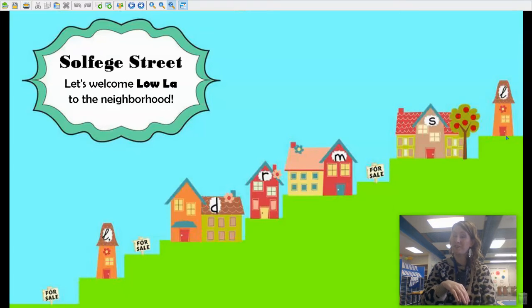I want you to know that the song Who Has Seen the Wind starts on low la. So it goes la, la, do, re, mi. La, la, do, re, mi. Mi, re, do, la, la, do, la. So that song starts and ends on low la, which makes it sound a little bit sad, and that's okay.